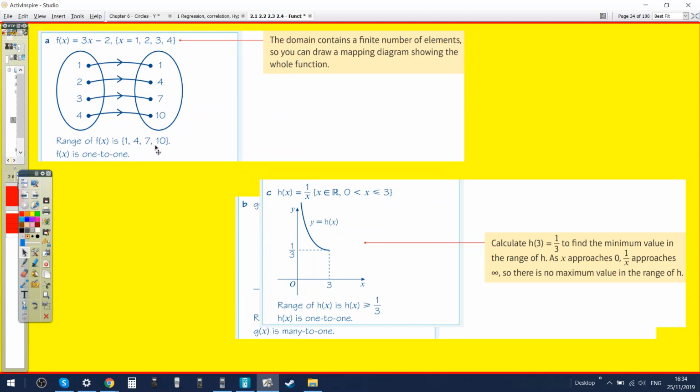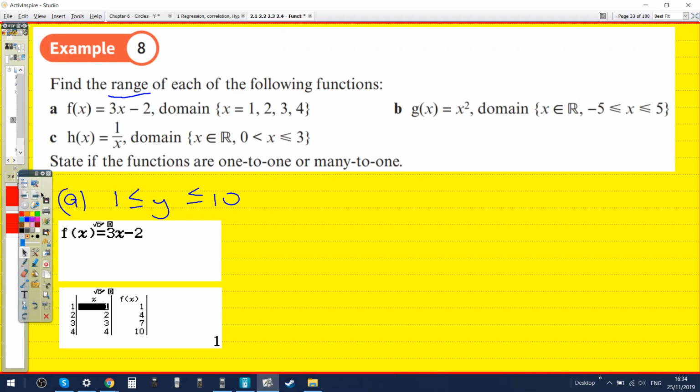Range of f of x is 1, 4, 7, and 10. Okay, so it's discrete. Okay, so no, they want it like that. So y equals, and then curly brackets, 1, 4, 7, 10. So actually 1.5 isn't in the... yeah, so part C has it between that and that. Okay. Okay, how about part B?